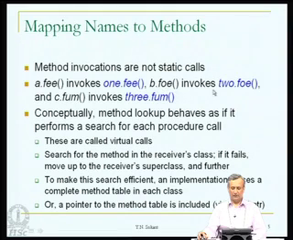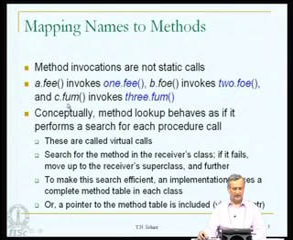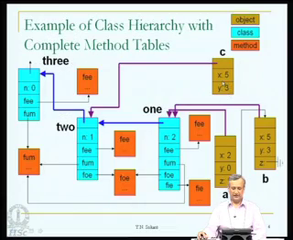B dot fo invokes 2 dot fo. Let us see what happens to B dot fo. B is here, fo is inherited from 2, there is no local redefinition of fo for 1. So, when we say B dot fo, it is really 2 dot fo which is being called. Then C dot fum invokes 3 dot fum. When we say C dot fum, C is an object of type class 2, but it does not have its own fum, it is actually from class 3. So, C dot fum really invokes 3 dot fum.